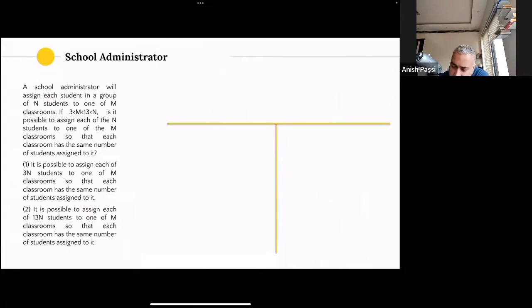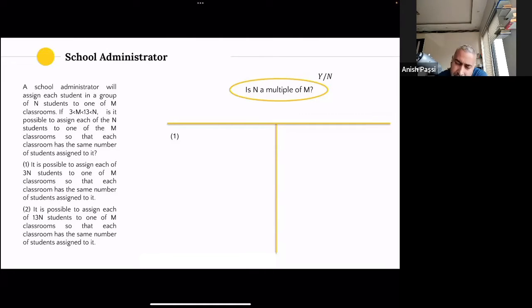Now into the statements. Statement 1. Very similar language, actually, very similar to the question. It is possible. Now, no longer a question, it's a given piece of information. It's possible to assign each of 3n students. What is going on here? 3n students? How come suddenly they have 3 times the students? Well, they don't have 3 times the students.